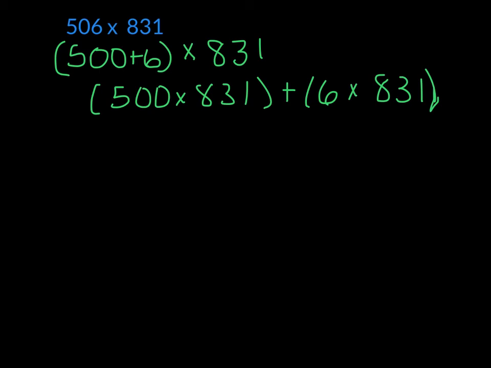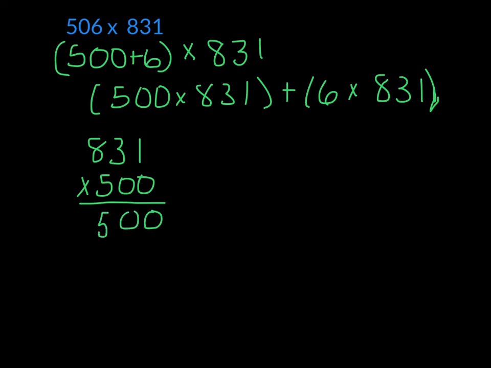So now all that's left is for me to do my multiplication. So I have 831 times 500. Remember, I don't need to multiply it by all those zeros. I can put them down here and then just do my multiplication. 5 times 1 is 5. 5 times 3 is 15. Carry the 1. 5 times 8 is 40, plus 1 equals 41. So now I have 415,500, and then I need to multiply 831 times 6.